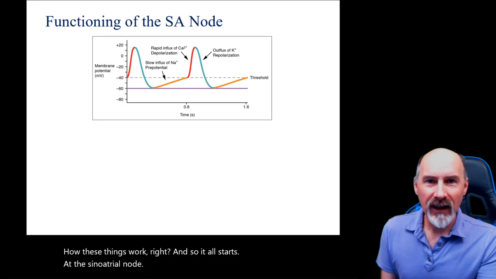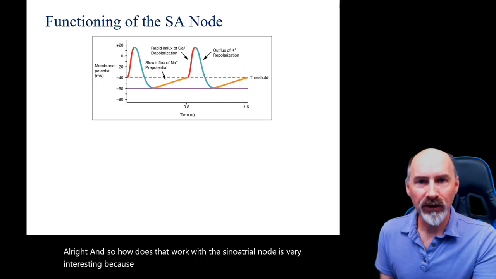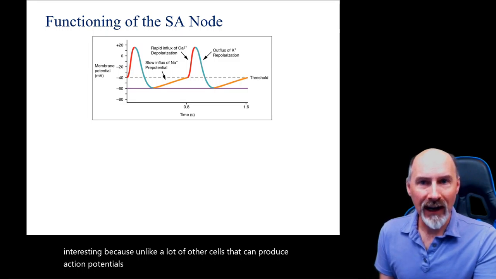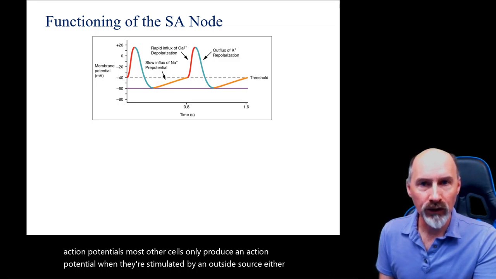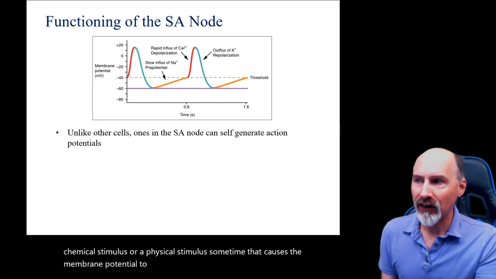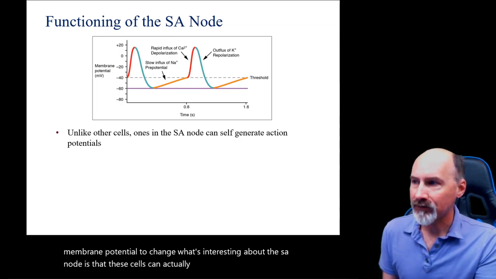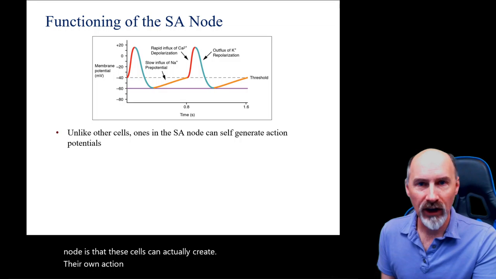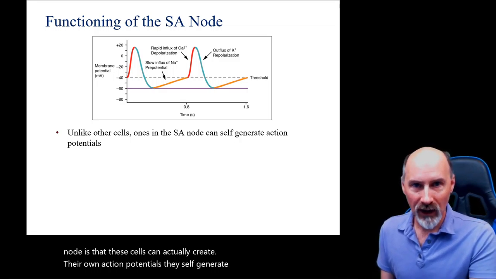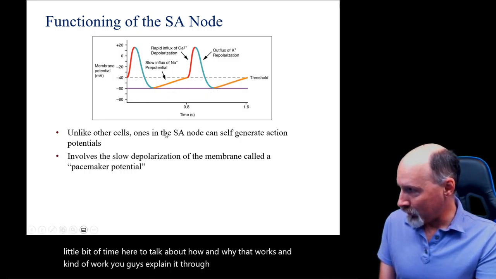And so how does that work? Well, the sinoatrial node is very interesting because most other cells only produce an action potential when they're stimulated by an outside source, either a chemical stimulus or a physical stimulus of some type that causes the membrane potential to change. What's interesting about the SA node is that these cells can actually create their own action potentials. They self-generate. I want to take a little bit of time to explain how and why that works through this graph that you can see on top here.